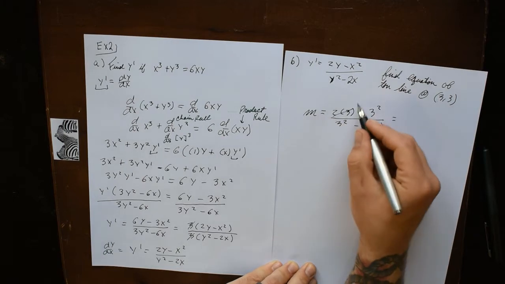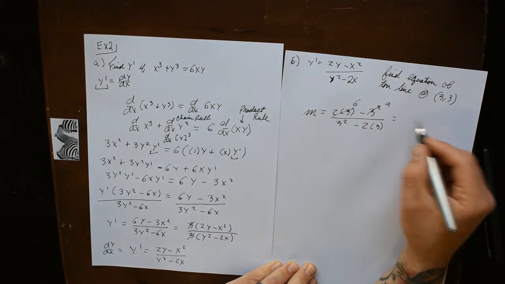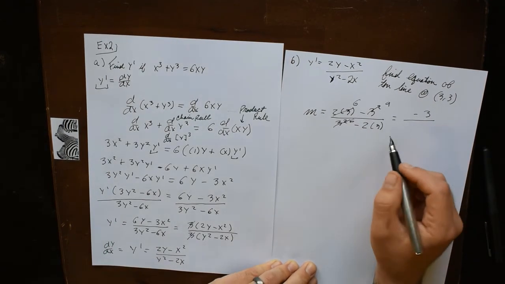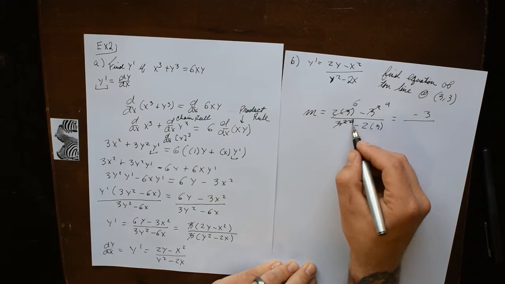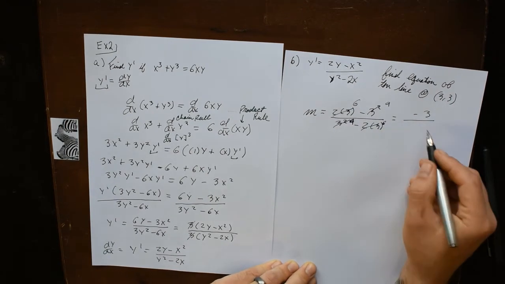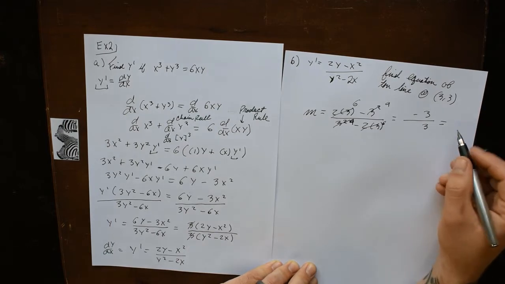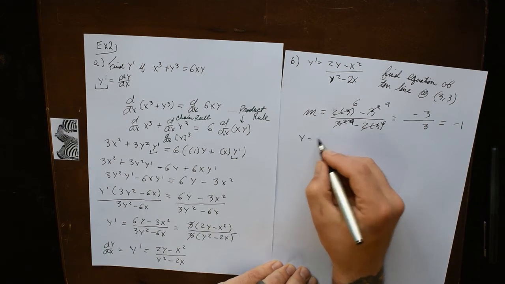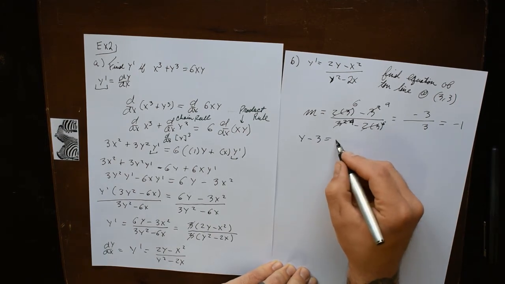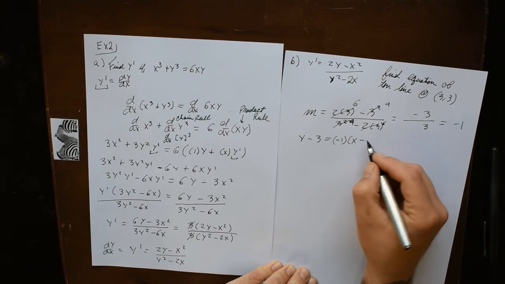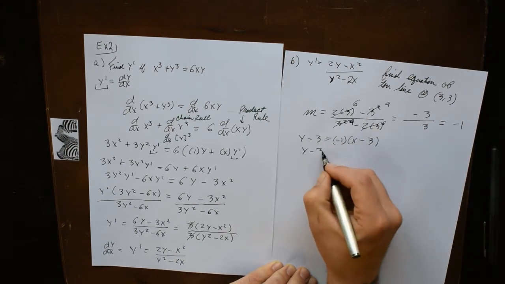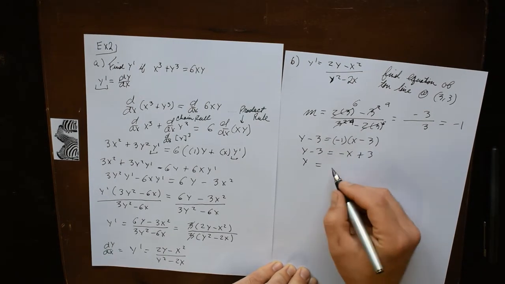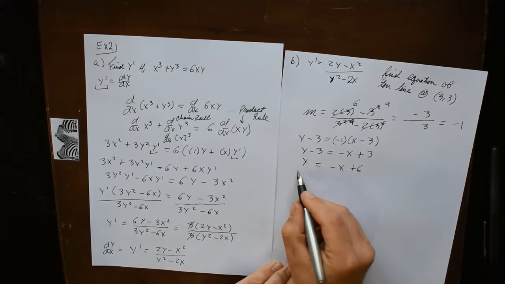which gives us 6 minus 9 for a negative 3 divided by 6 take away, I'm sorry, 3 squared is 9, not 6. Take away 6 over a positive 3, which gives us a slope of negative 1. So we want the line that goes through the point 3, 3 with slope negative 1. Which gives us y minus 3 is equal to negative x plus 3, or y is equal to negative x plus 6.